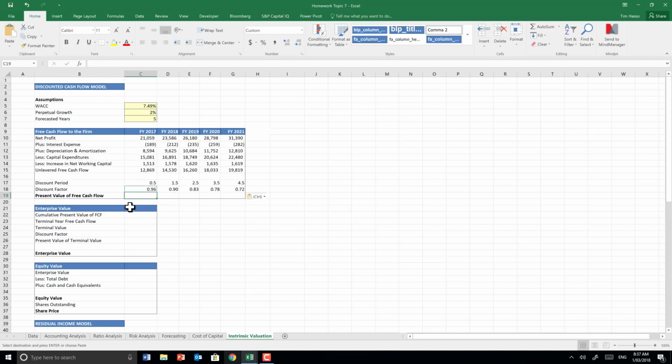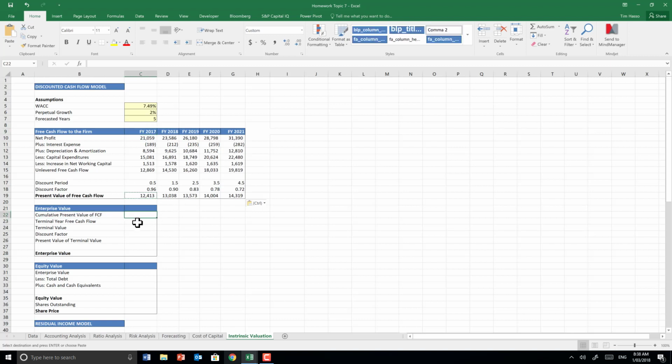And then to get the present value of the free cash flows for each period, all I need to do is take my unlevered free cash flows and multiply them by the discount factor. So for the first one, it's going to be 12,413. Again, you can copy it, paste it, or drag it to the right, whatever you prefer. And you've effectively calculated all the present values of the cash flows for the period 2017 to 2021.